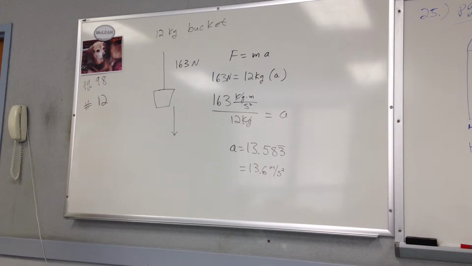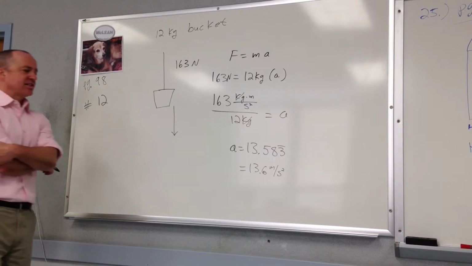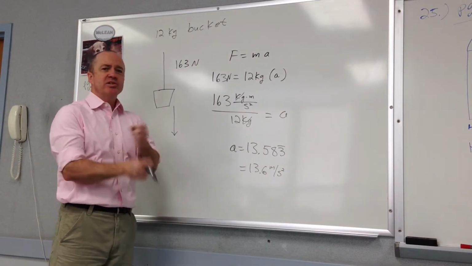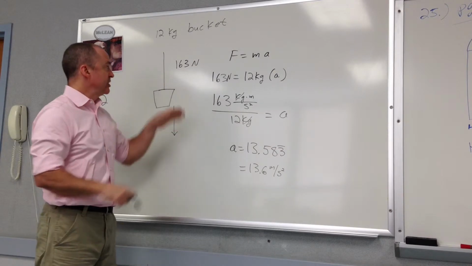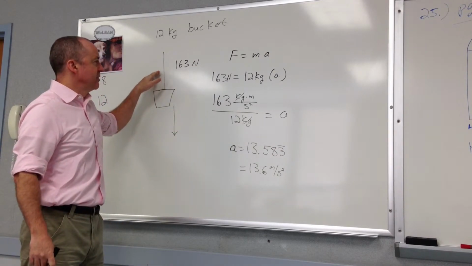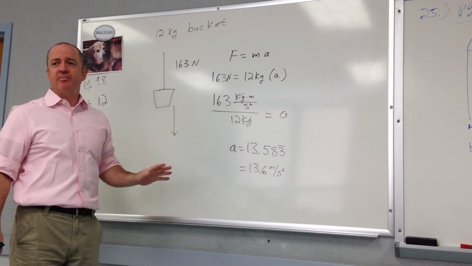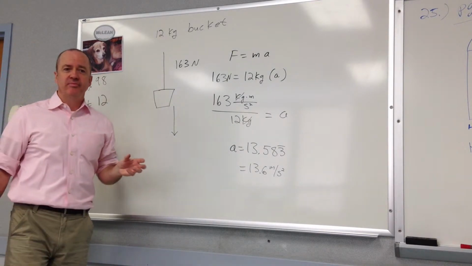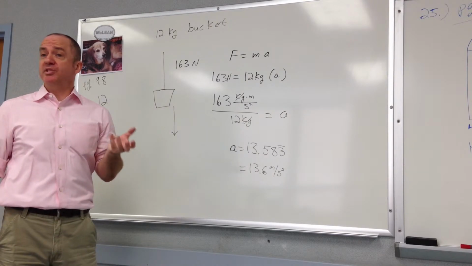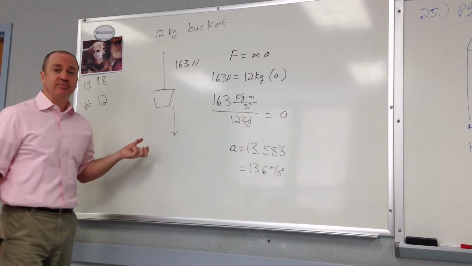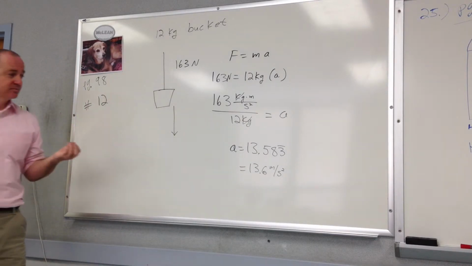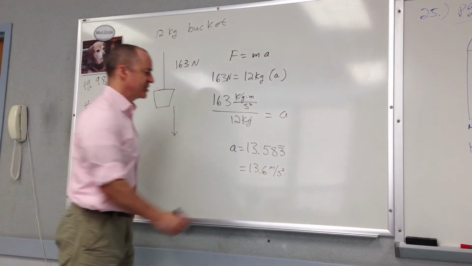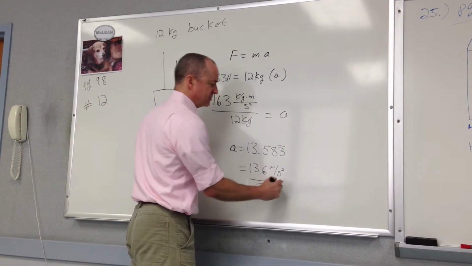Okay, now, if the bucket were sitting still, if the bucket were just hanging still, and we told you the tension on it, what would you expect the acceleration to be? If it was absolutely still? 9.80 meters per second squared, because when you're dealing with weight, you always have that gravity to deal with, okay? So I would expect this to be 9.8.